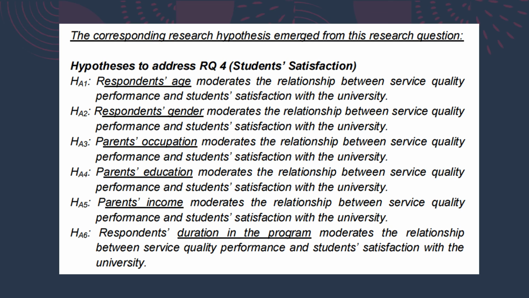HA4, parents' education moderates the relationship between service quality performance and students' satisfaction with the university. HA5, parents' income moderates the relationship between service quality performance and students' satisfaction with the university. HA6, respondents' duration in the program moderates the relationship between service quality performance and students' satisfaction with the university.